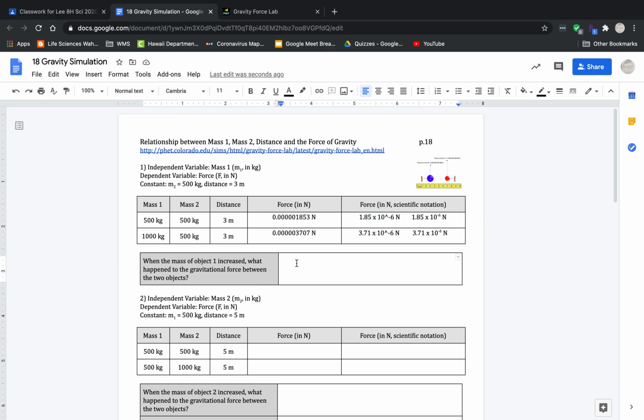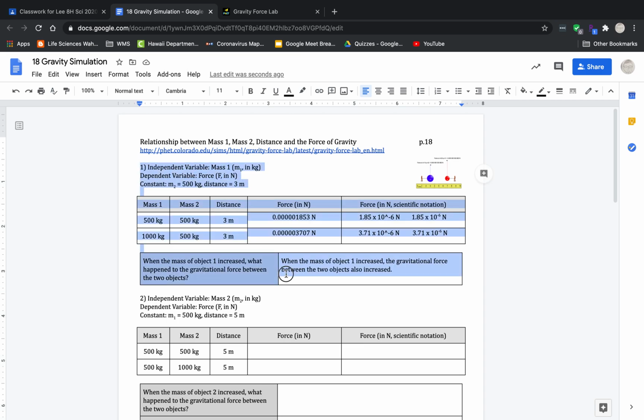Now that we collected the data, we should answer this question. When the mass of object 1 increased, what happened to the gravitational force between the two objects? When the mass of object 1 increased, the gravitational force between the two objects also increased. And so that's how we can calculate what happens when we change mass 1.